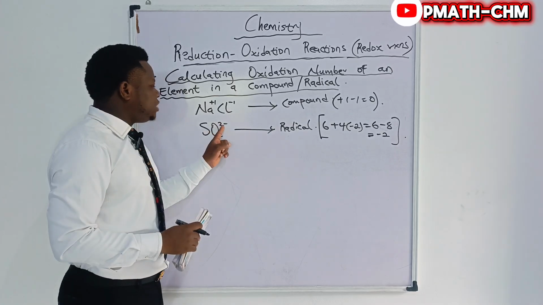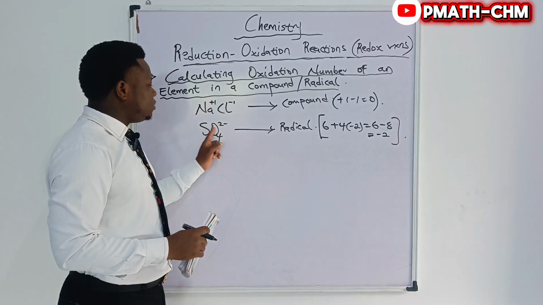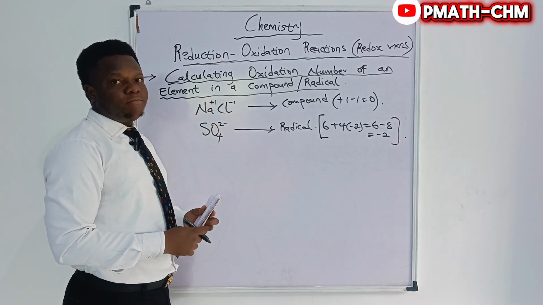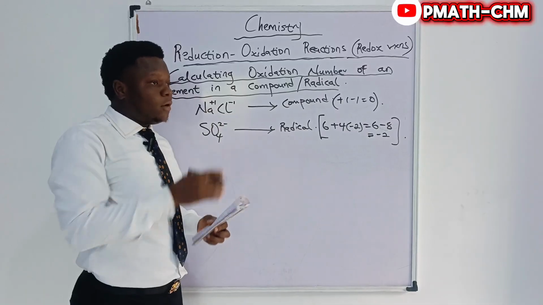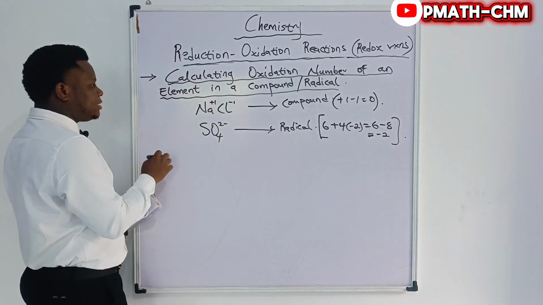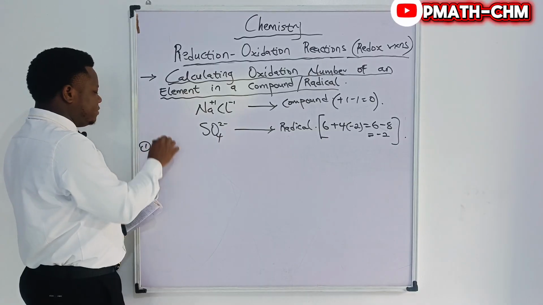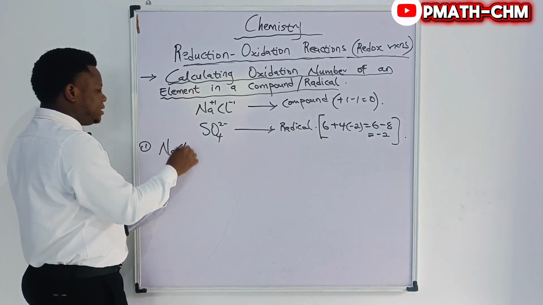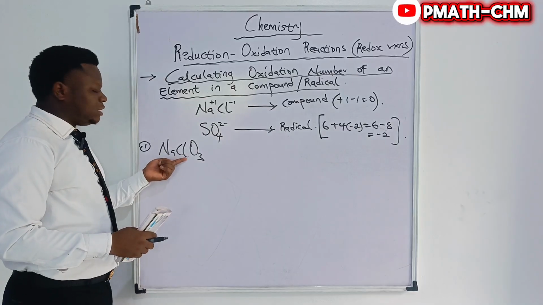So for you to get the charge of your radical, you add up the oxidation state of all the elements. That said, now let's look at some common examples. If I should tell you, for instance, what is the oxidation state of chlorine in NaClO3?